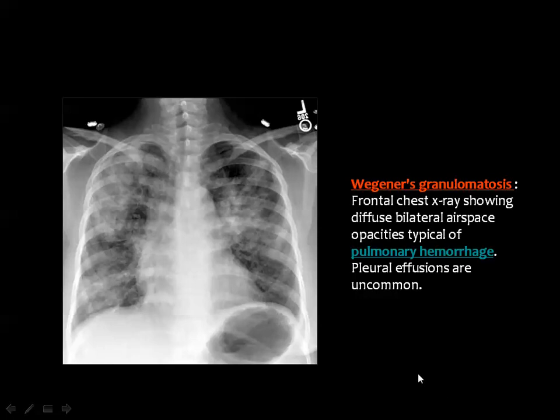But in cases of pneumonia, you get a positive history of infection, you get fever, you get cough, you get expectoration of sputum. In cases of hemorrhage, you may get hemoptysis and you do not have the acute symptoms of pneumonia. So, in patients with Wegener granulomatosis, if you see patchy opacities, you may consider the two possibilities of infection and hemorrhage.